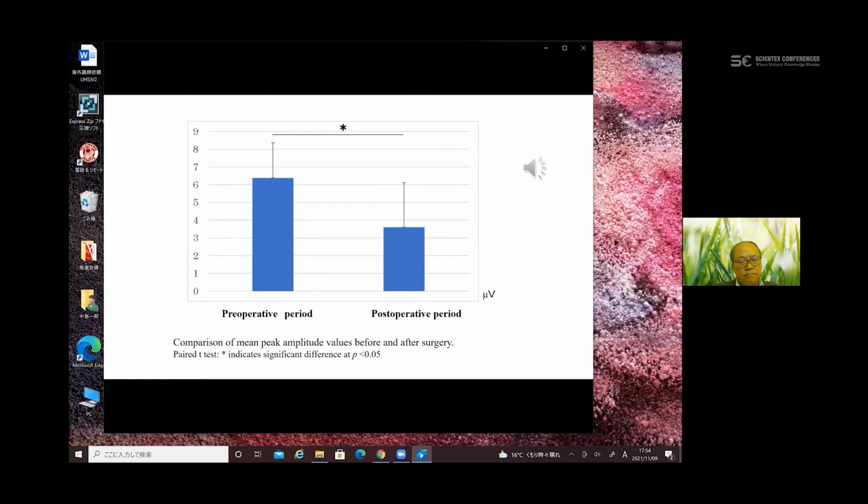The MRCPs were compared between the peak amplitudes before and after surgery in the oral cancer patient group. The amplitudes of the MRCP decreased significantly in the patients after than before the surgery. Thus, it was clear that the cerebral potentials associated with jaw movement were affected in the patient after surgery.